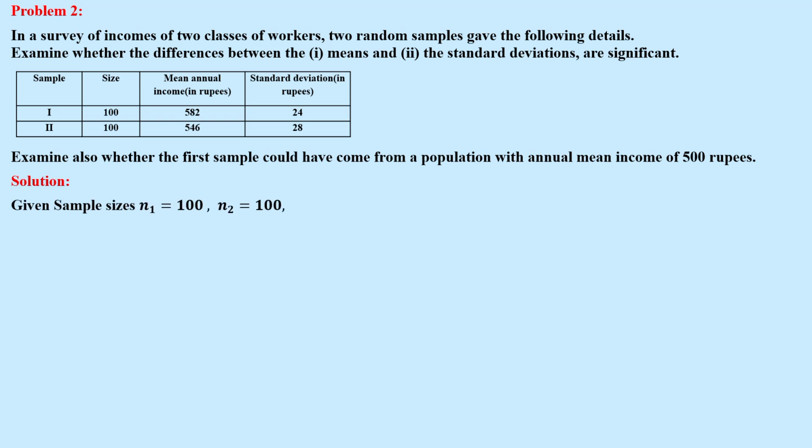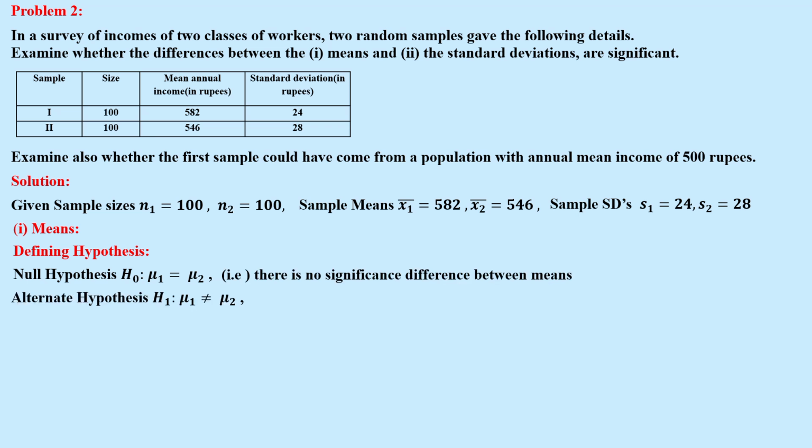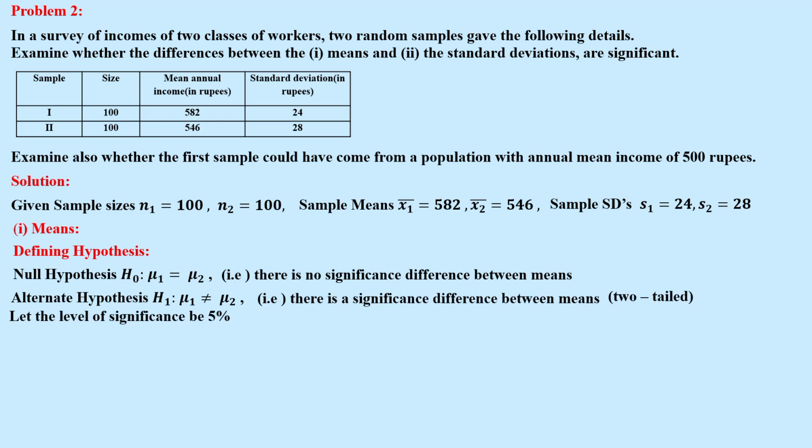So given samples n1 and n2 are 100 each, and we know the standard deviations. First, we take the means. Defining the hypothesis: null hypothesis H0, mu1 equal to mu2, there is no significant difference between the means. Alternate hypothesis, there is a significant difference between the means. We are using a two-tailed test. Let the level of significance be 5%.